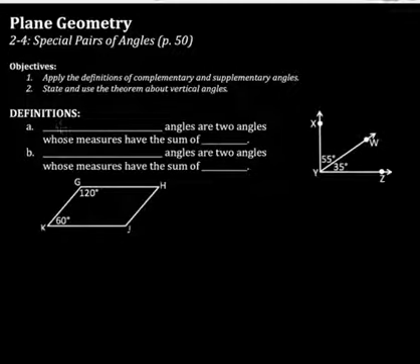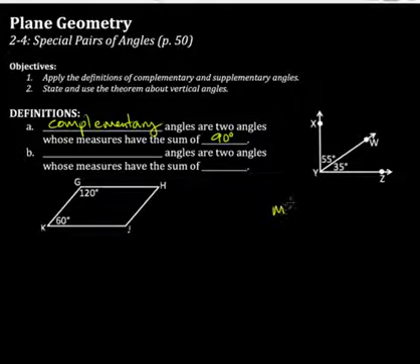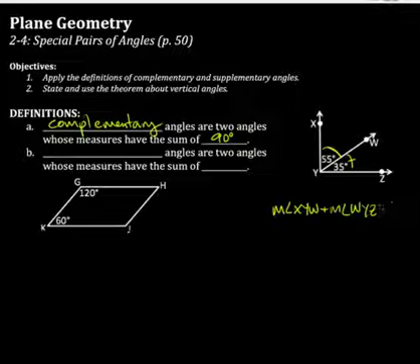The first one is a definition of what are called complementary angles. Complementary angles are two angles whose measures have a sum of 90 degrees. So you can see in this picture right here, if I take the measure of angle XYW and add it to the measure of angle WYZ, let's check it out.